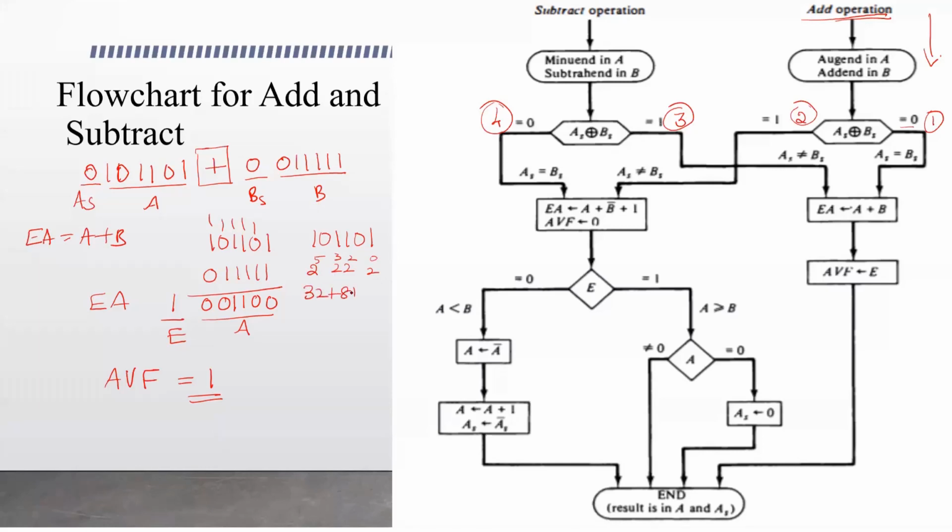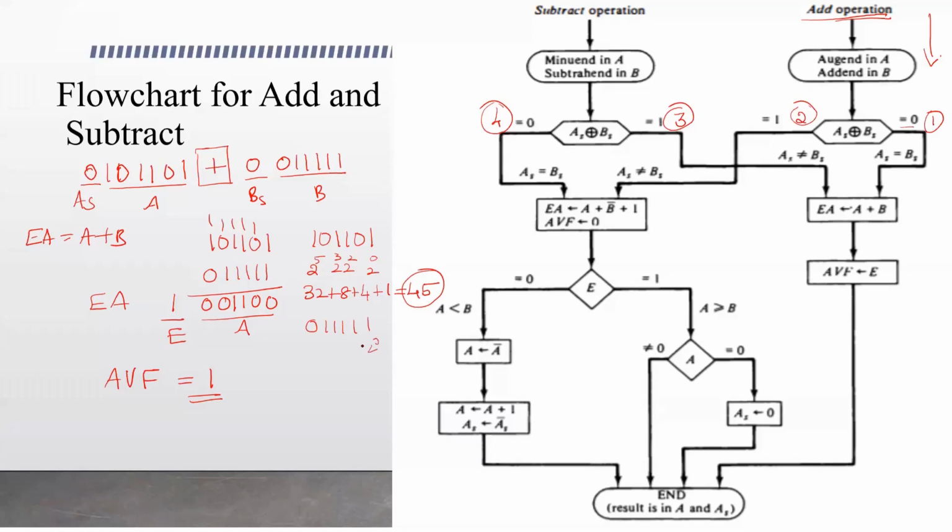32 plus 8 plus 4 plus 1 is 45. Okay, this is our first number. And the second number is 0, 1, 1, 1, 1, 1.